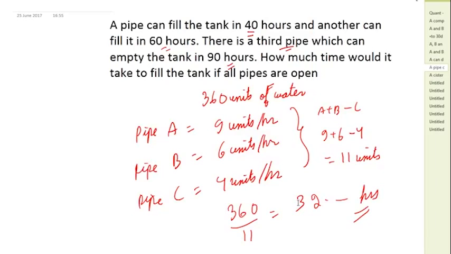You should be able to solve for this question.